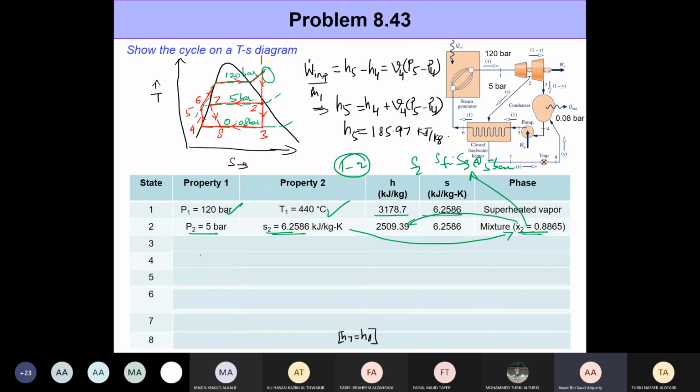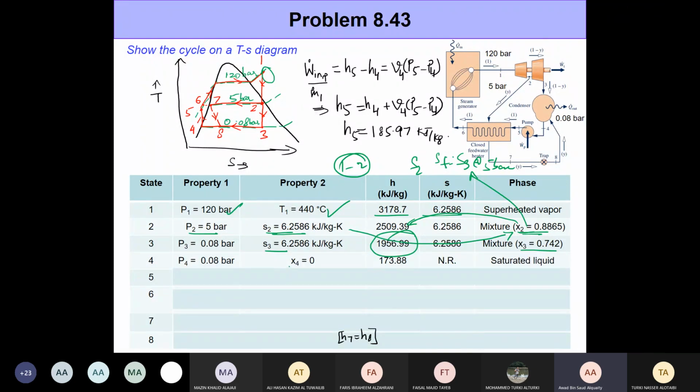Now for state 3, again, the entropy at state 2 is equal to the entropy at state 3, right? 2 to 3 is again an isentropic expansion. So we have exactly the same situation. We determine the mixture quality at 0.08 bar and use that to determine the enthalpy. So for 1, 2, 3, we already have the enthalpies. Now state 4 is very simple because state 4 is simply saturated liquid at the condenser pressure. We know the condenser pressure, we know the quality is 0, so you just pick up HF. That's all it is. Now we have got state 4.